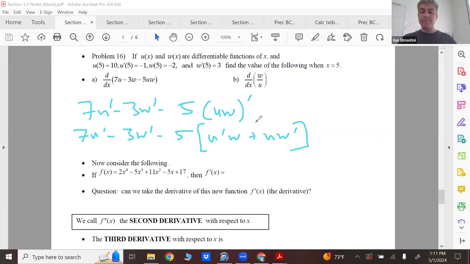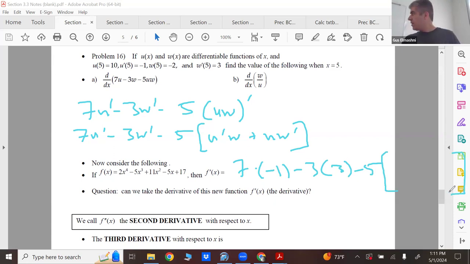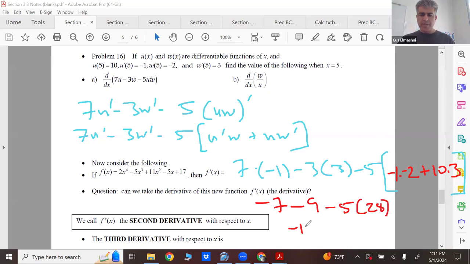Okay, we're good. Then just plug in. 7 times negative 1 minus 3 times 3 minus 5. And oh boy. What are we going to get here? Let me go back to red. U prime of 5, negative 1, times negative 2, plus U W prime is 10 times 3, which I actually did earlier. So negative 7 minus 9 minus 5 times 28, negative 16 minus 140, negative 156.